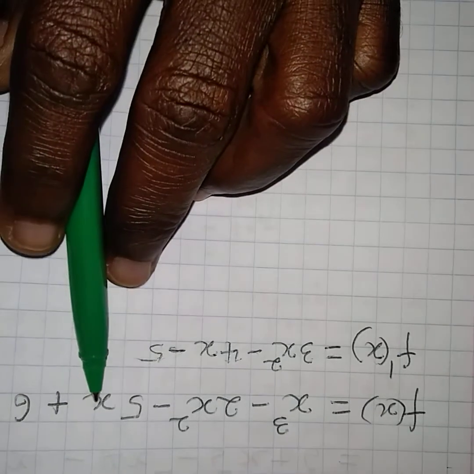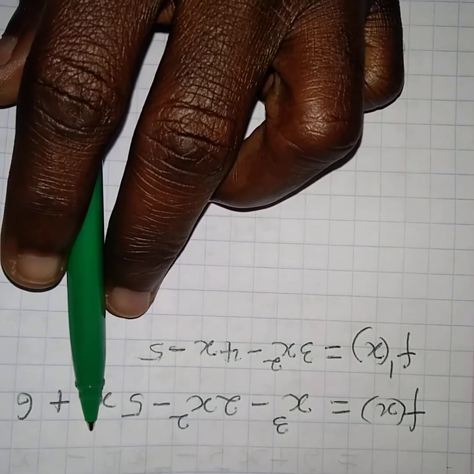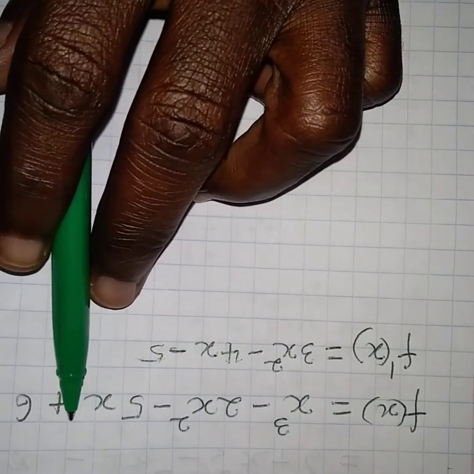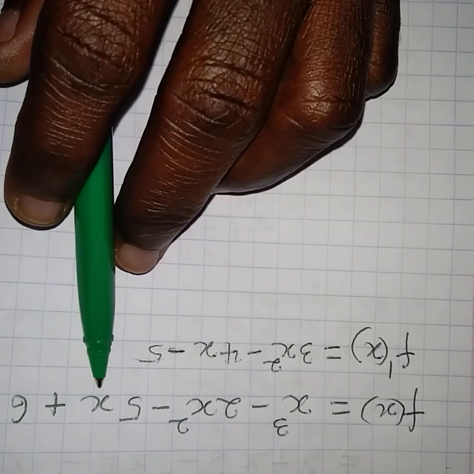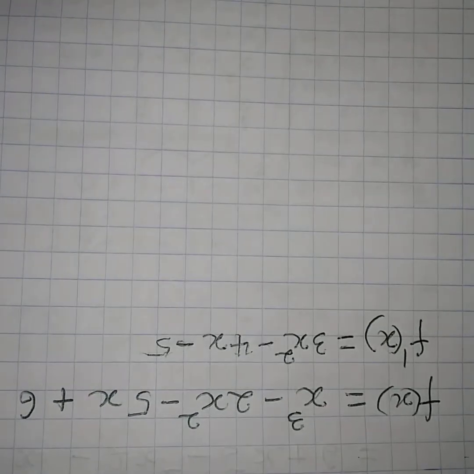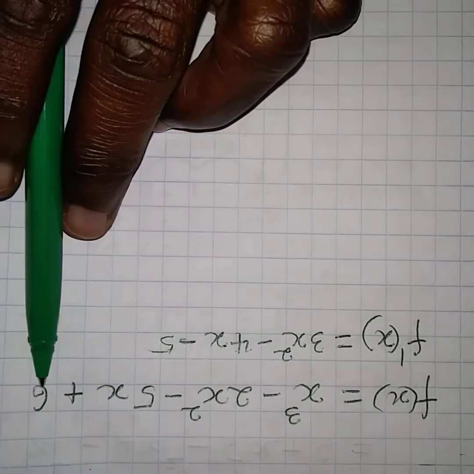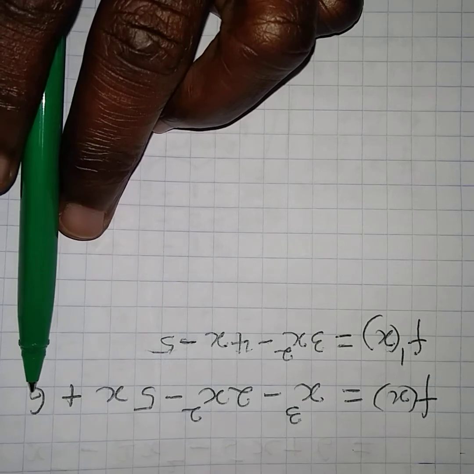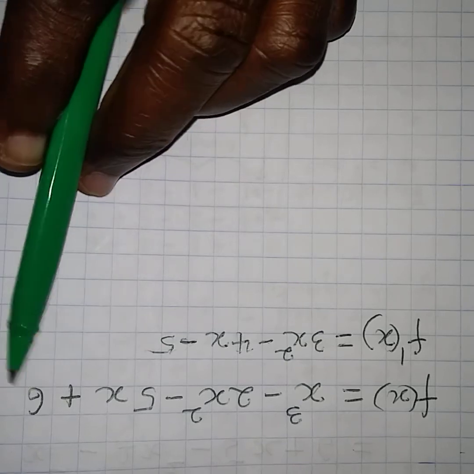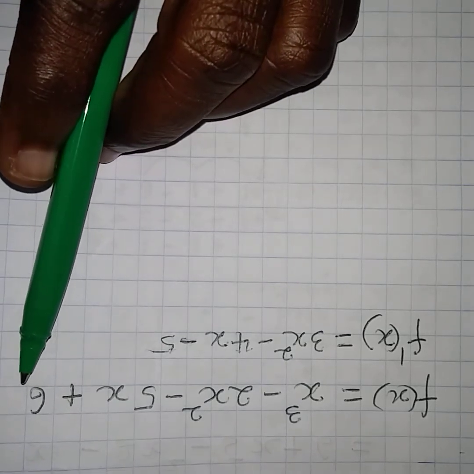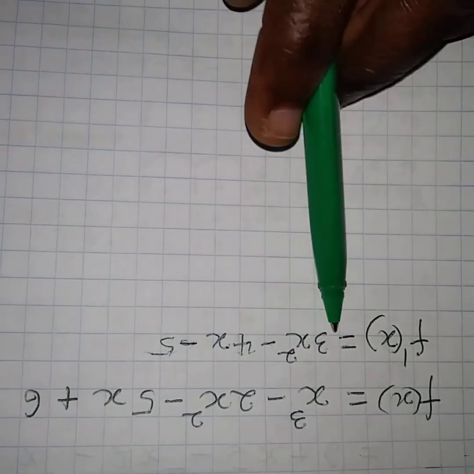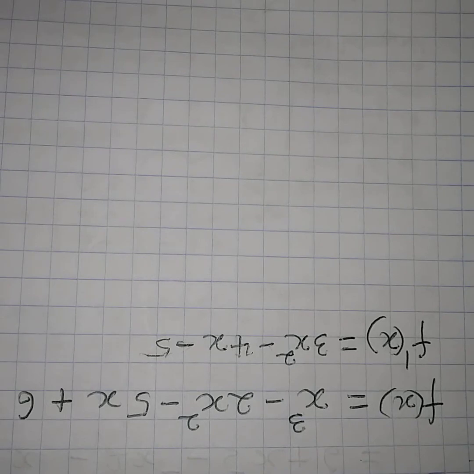But now we have x to the power of 1. Now, the original power 1 minus 1 will give us 0. So x to the power of 0 will give us 1. So basically, x to the power of 0 gives us 1. So 1 times minus 5 gives us minus 5. As we can see, this is a constant. It doesn't have any variable or x per se attached to it. So we already know that the derivative of a constant is 0. So the derivative of 6 is 0. So this is the first derivative of the function.